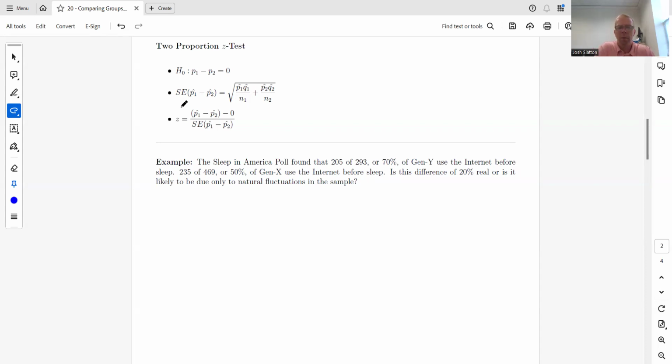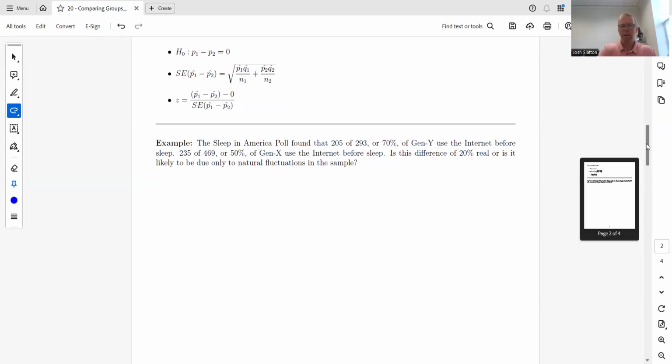And then we can find the z-score, and it's the z-score that we talked about back in chapter 5, I guess it was, the data point minus the mean over the standard deviation. And this is the same basic format. The p hat 1 minus p hat 2, that would be our data point. And then the population mean we are assuming is going to be 0. And then we're dividing by the standard deviation. So it's the same format. It might look slightly more complicated, but it's really not.